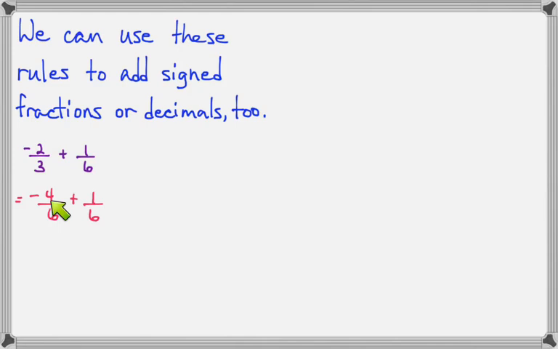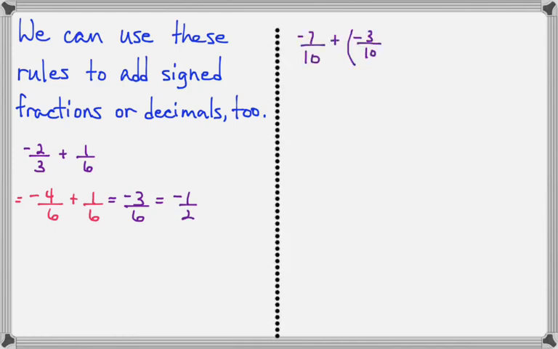1/6. Now when you add the tops, negative 4 plus 1 is negative 3. So negative 3/6, and then 3 over 6 will simplify to 1 over 2. So it's a negative 1 over 2. So it's the same rules that we've always had, but we just have to deal with the fraction rules and the signed number rules at the same time. But there's nothing different or unusual about what we're doing.